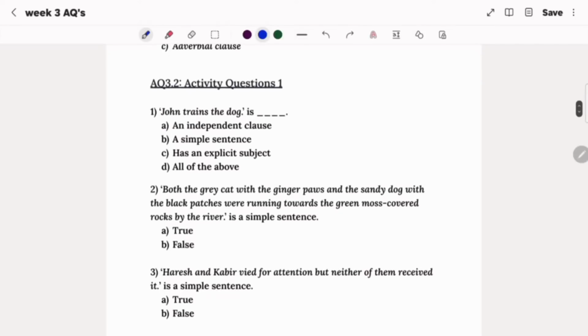Let's move forward. The first question, John trains the dog. It is a simple sentence. It also has a subject, John. It is also an independent clause. Basically, the answer is all of the above. So you may wonder, how is it an independent clause? It is an independent clause because every sentence is a clause. But the thing is, it is an independent one. So every sentence is an independent clause.